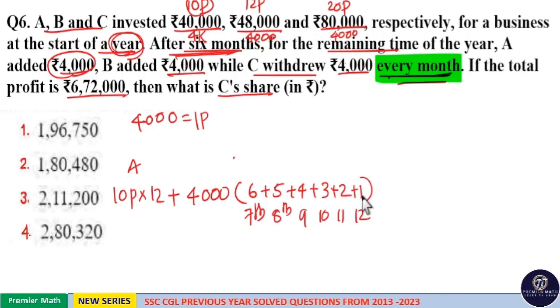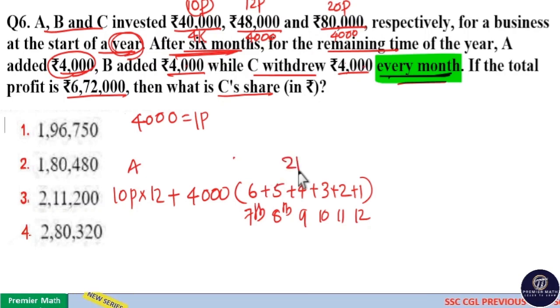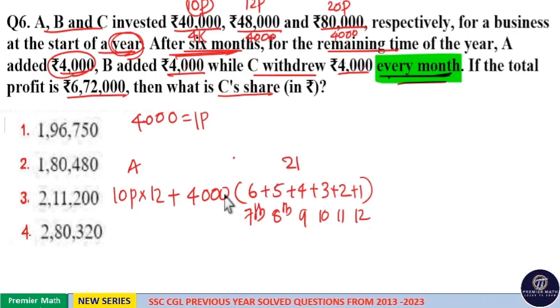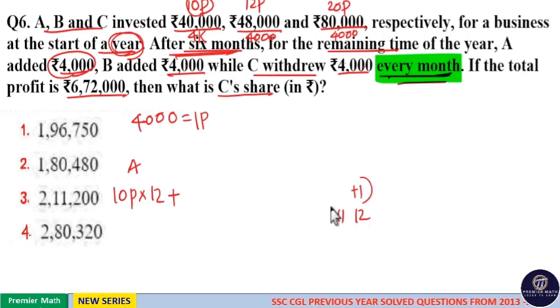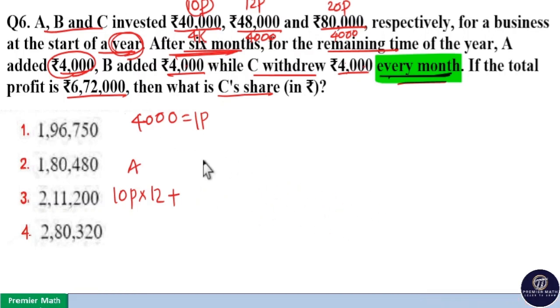So total investment is equal to the sum of 1 to 6, which is 6 into 7, 42. 42 by 2 is equal to 21. So 21 into 4,000, where 4,000 is 1 part. So 21 into 1 part is equal to 21 part. So after 6 months, A added 21 part to the investment. Total 21 part.